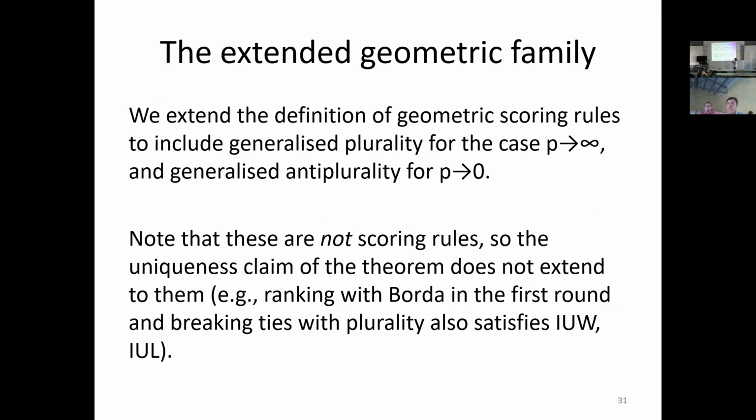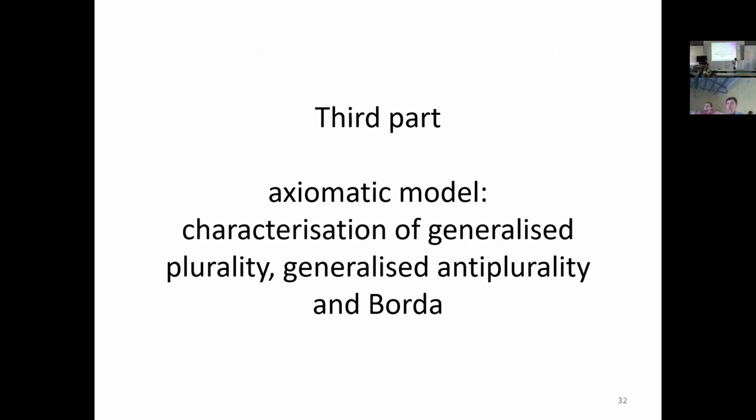But importantly, these two rules are not scoring rules. They are generalized scoring rules. They are a wider class, and the uniqueness of our theorem does not apply to them. There are other generalized scoring rules which satisfy both independence of winners and losers. For example, we could rank with Borda, break ties with plurality, and so on. So the take-home message of the second section is that if we accept the two axioms of independence, the choice of a scoring rule reduces to the choice of p. We have 1 degree of freedom left.